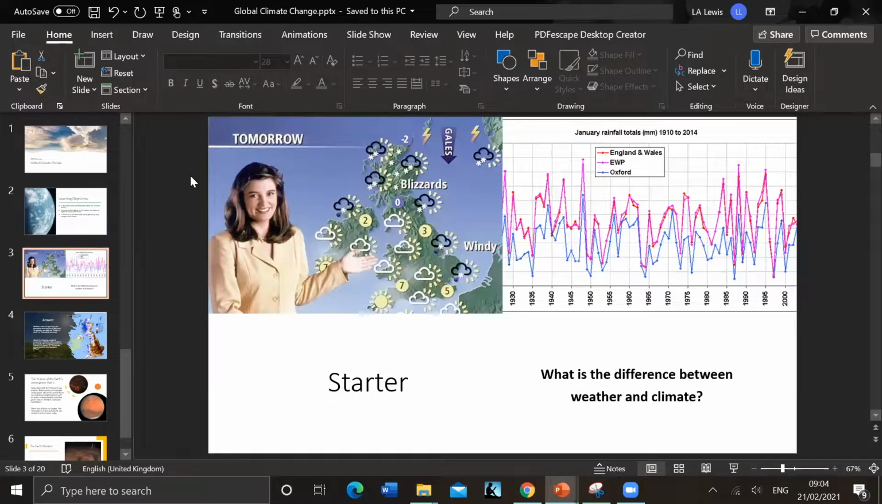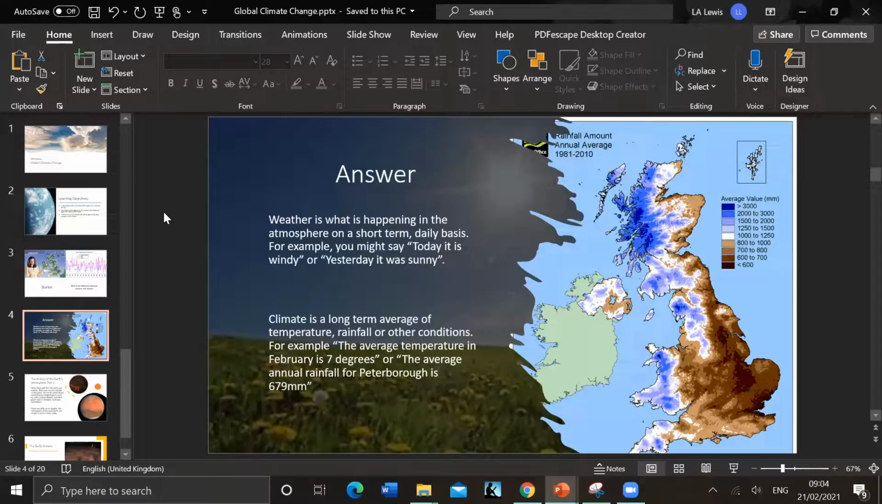A little bit of a starting question for us: what is the difference between weather and climate? In everyday speech people sometimes interchange these two, but in science they mean something very different. You may have watched the weather on television, but you may not have quite as much experience of climate. So it's important to look at these two different things.